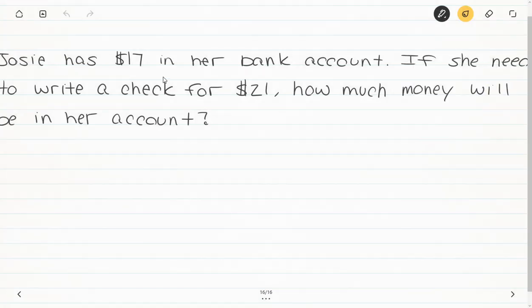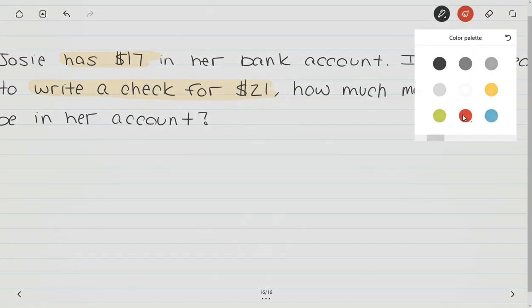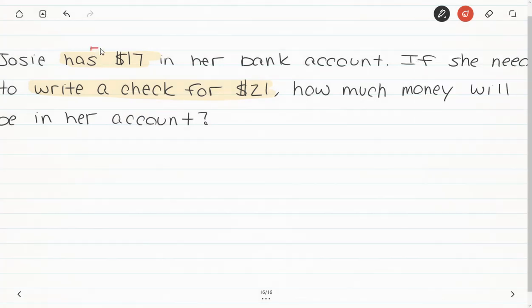So Josie has $17 in her bank account. If she needs to write a check for $21, how much money will be in her account? So I know that she has 17, and she's going to write a check for 21. So if I have 17, that's telling me that it is a positive number because I have it already. So it's a positive 17. But if you look back in your notes, when I write a check, that's telling me it's a negative number, so I know that this is negative 21.